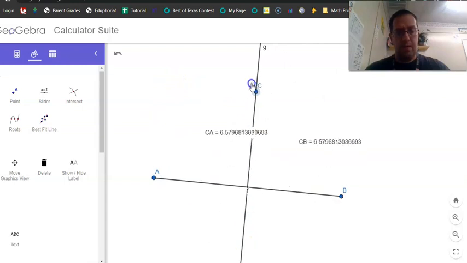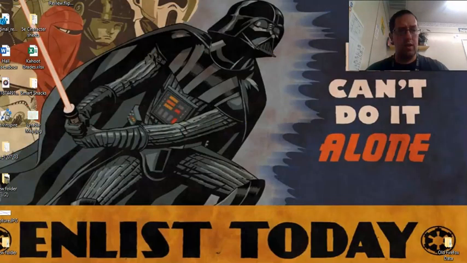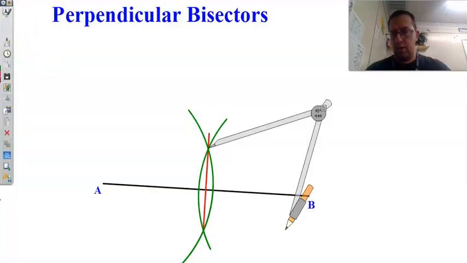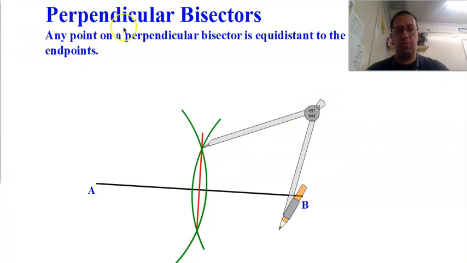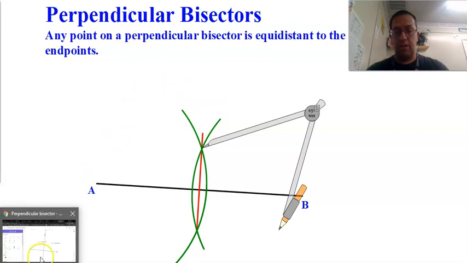All right, so let's take a little bit of notes on that. So I'm going to write that down real quick. I want to note that any point on the perpendicular bisector is going to be equidistant to the endpoints. It's going to be the same distance there.